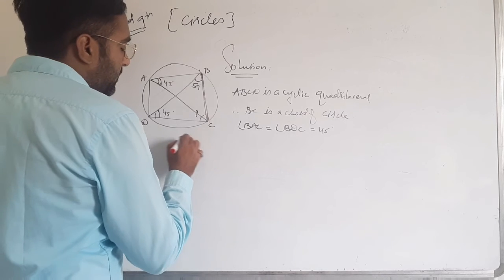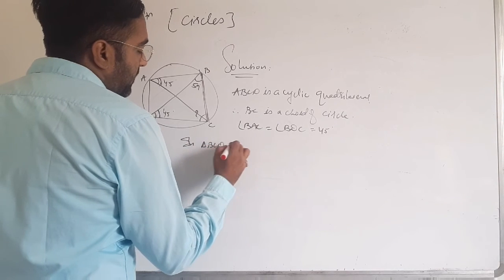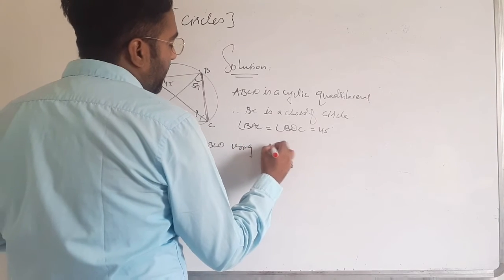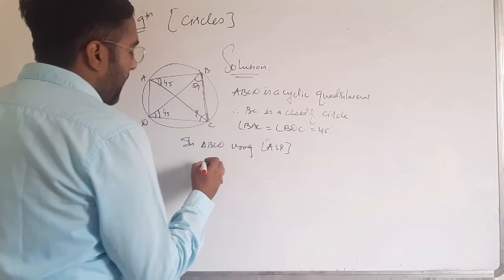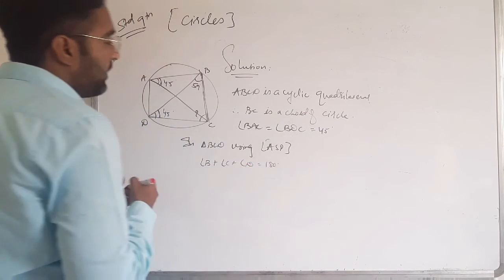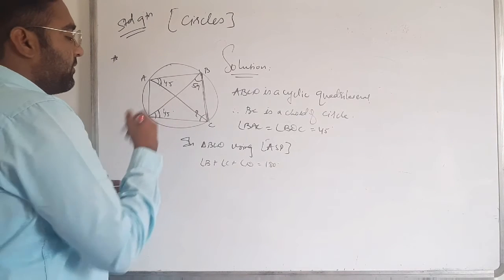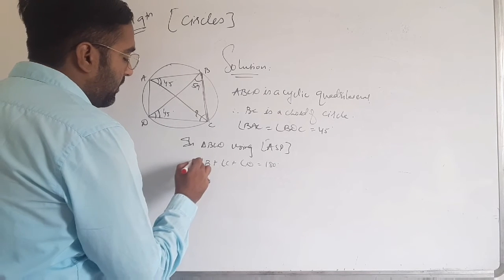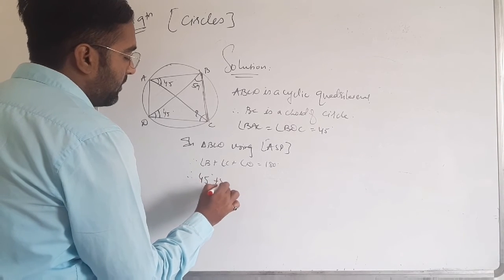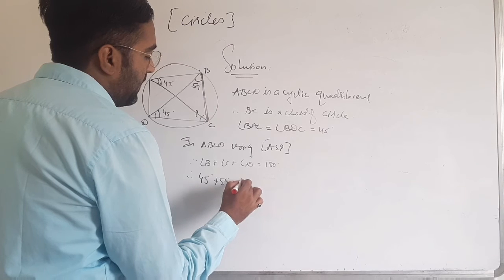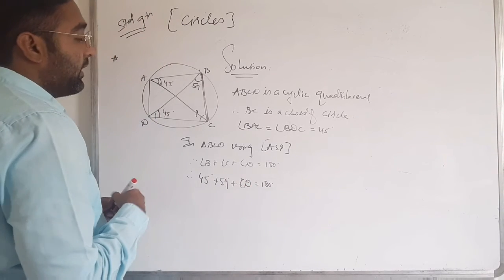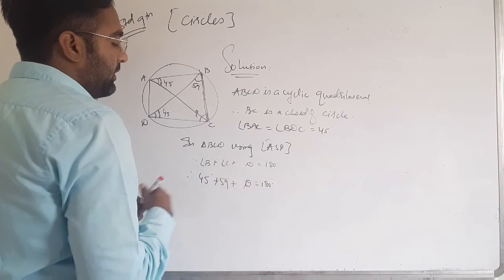In the triangle BCD, using the angle sum property, angle B plus angle C plus angle D is equal to 180 degrees. Clear that? So 59 plus 45 plus angle D is equal to 180 degrees. Sorry, that is not CD, that is angle D.